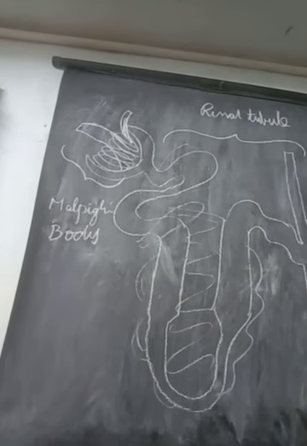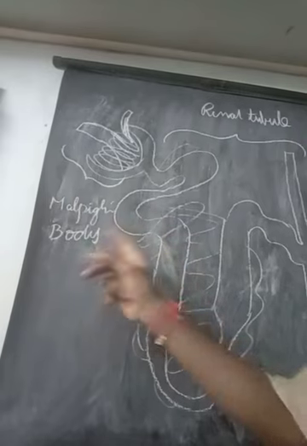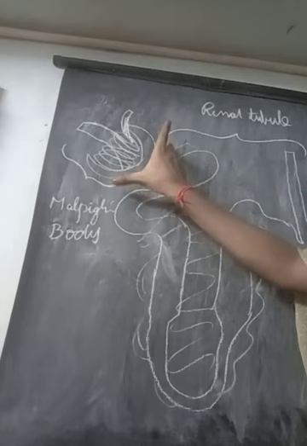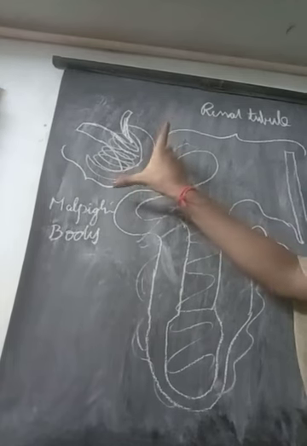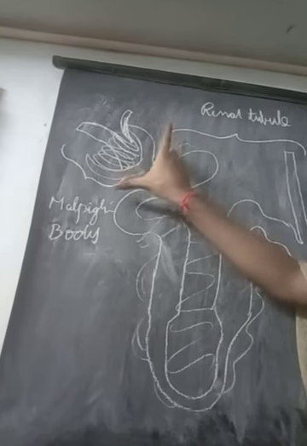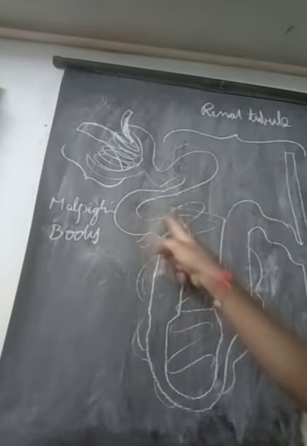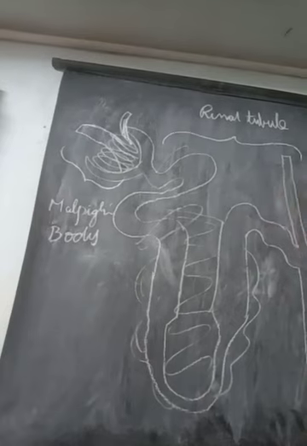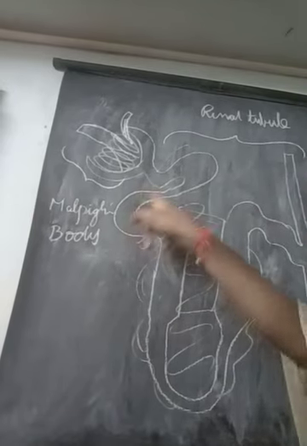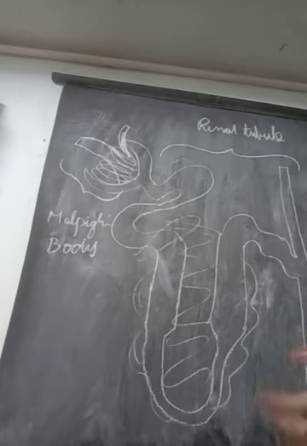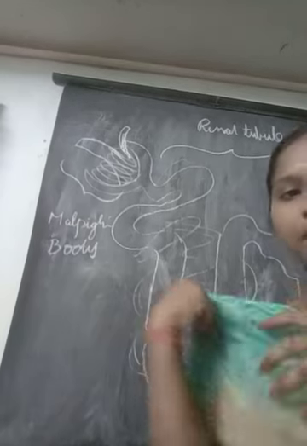The nephron is made up of two parts. One is the Malpighian body and the other is the renal tubule. This cup-shaped portion is called the Malpighian body, and this remaining entire tube-like structure is called the renal tubule. Did you understand these two parts or not?